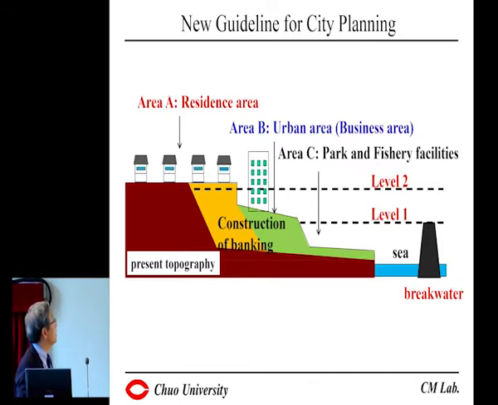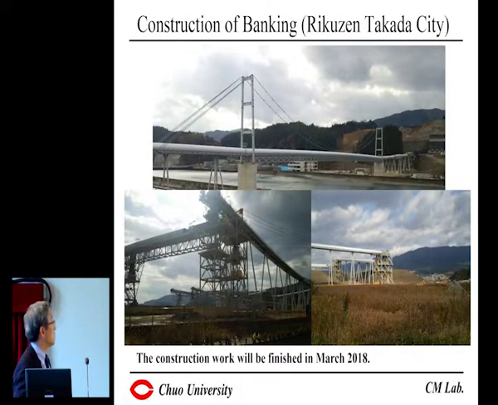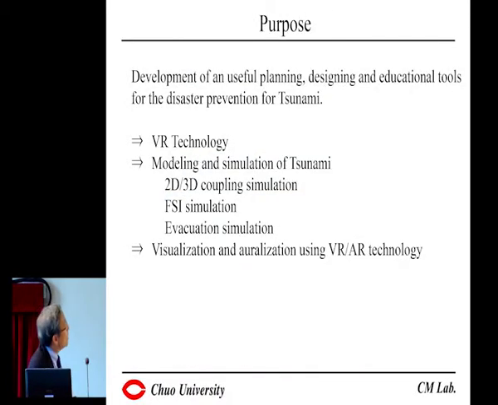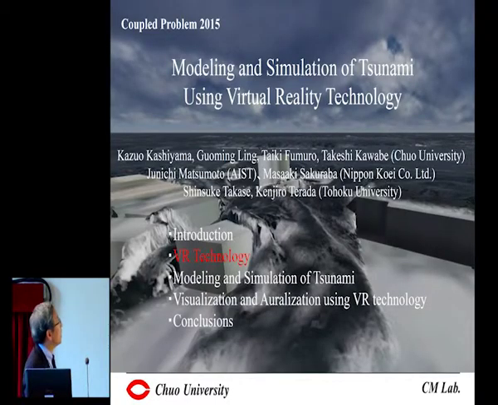Tsunami level two is an extreme tsunami event and may have much higher tsunami waves and stronger tsunami power, and it would exceed the tsunami protection facilities of structural measures. All possible measures should be applied to save human lives from this extreme event. For this level, evacuation and city planning are very important. This is a new guideline for city planning. The coastal structures, such as breakwaters, are designed based on level one. And the residence area should be made on the area where the elevation is higher than level two.